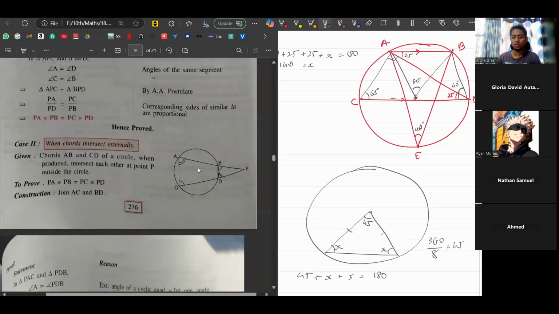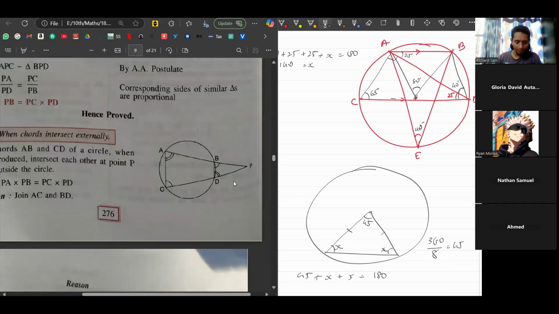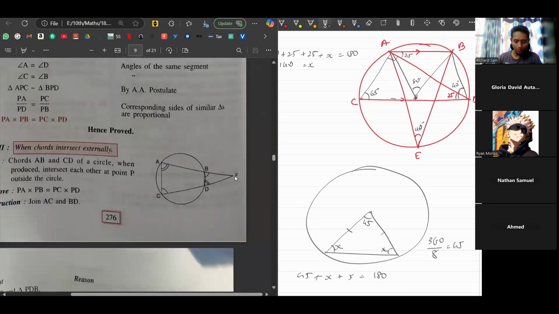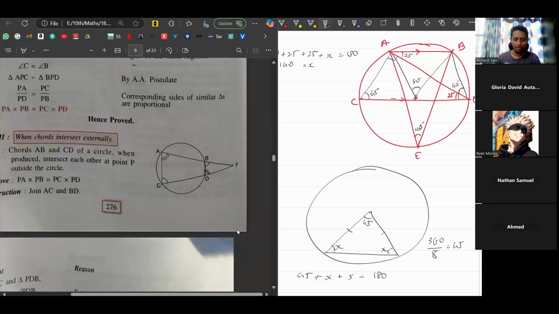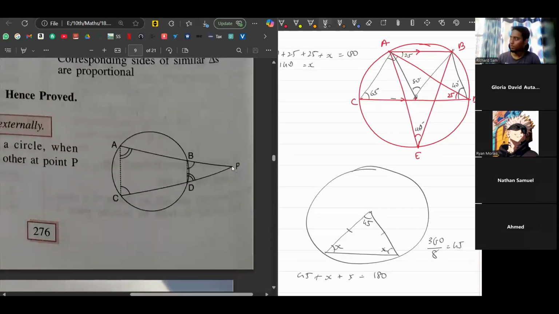Here these are also two chords, but they're intersecting externally. They're meeting at a point outside. We call this line a secant, right, it's touching two points on the circle. So here, same as the previous one, from the point where they're intersecting, see, here they're intersecting at P. So PA into PB is equal to PC into PD. Here also we apply the same thing. P is the point where they're intersecting, so PB into PA is equal to PD into PC.